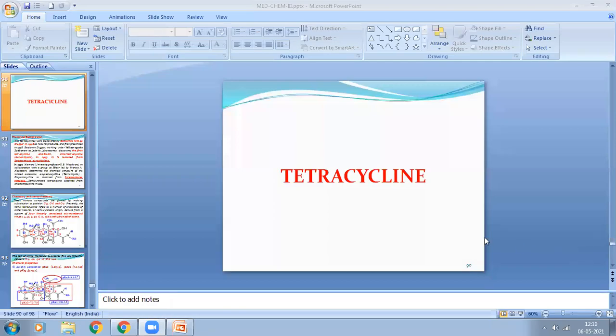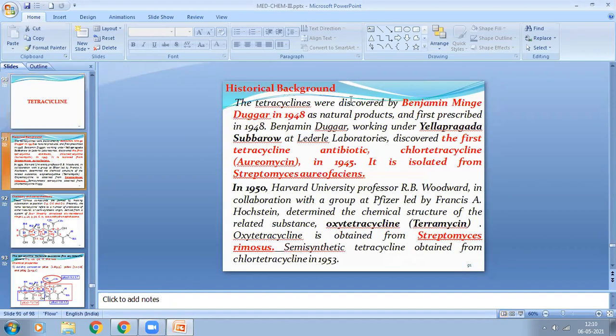So I am starting today tetracycline. First of all, we are discussing the historical background of the tetracycline. Tetracycline is a broad spectrum antibiotic.